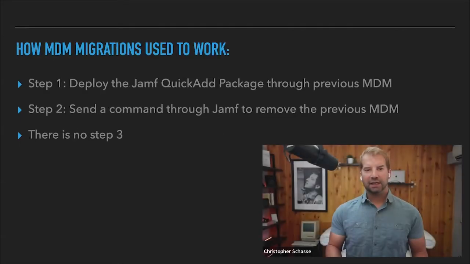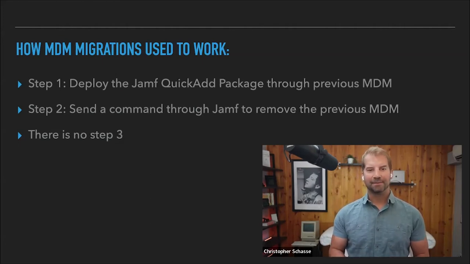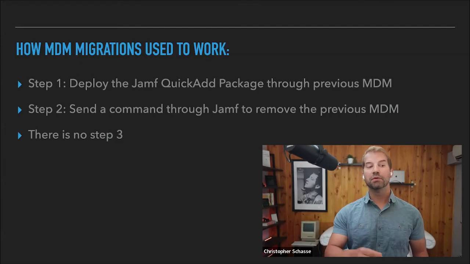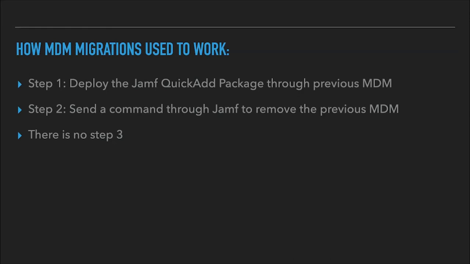So first off, how did MDM migrations used to work before we had all these challenges? Dare I say that it was easy back in the day. So it used to be that step one, we would just deploy the Jamf quick add package through the previous MDM. That would install the Jamf agent on the computer. And then we would send a command through Jamf to remove the previous MDM profile and then install the Jamf MDM profile. And then in typical Apple fashion, there was no step 3. But those days are now over unless all your computers are on Sierra or below, which hopefully they're not.